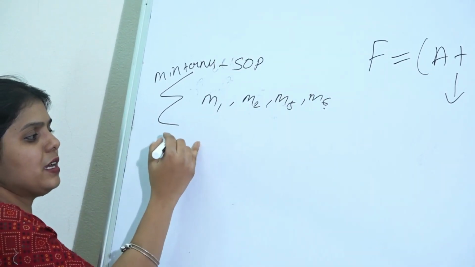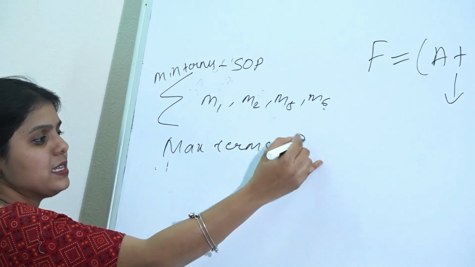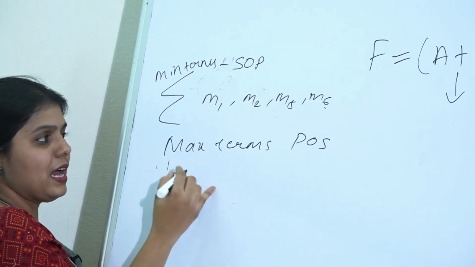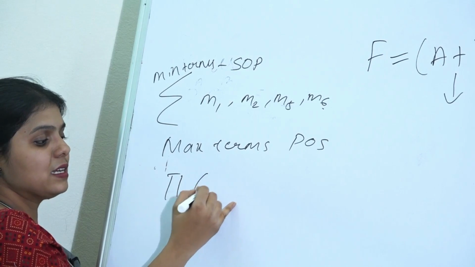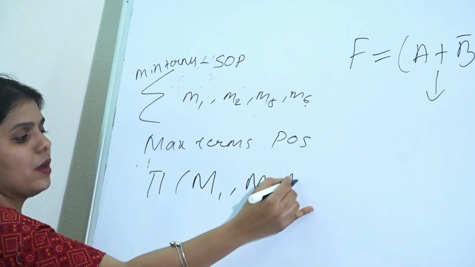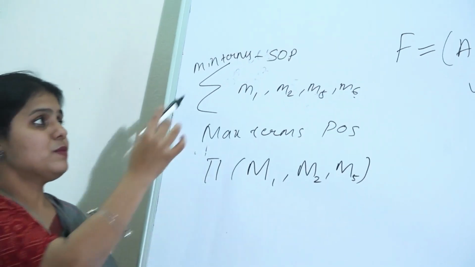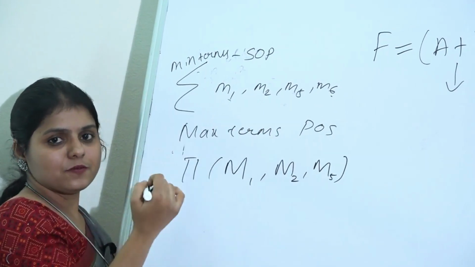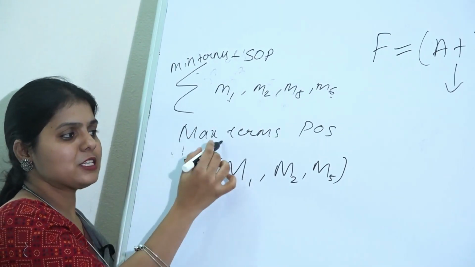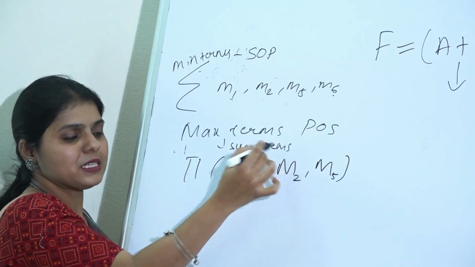So when you are taking the max terms, that is POS, we use this pi and we use this capital M. So M1, M2, M5 and so on. Min terms are represented with small m's, which are product terms. Max terms, which are sum terms, are represented with capital M.